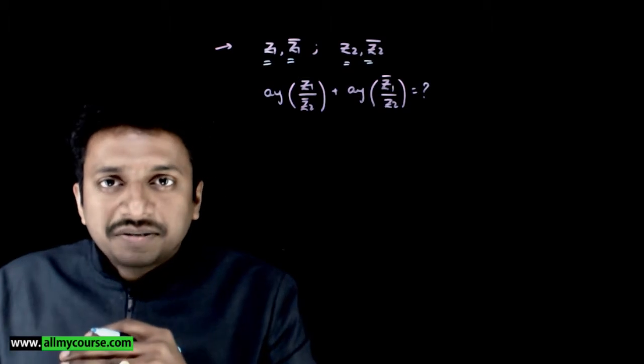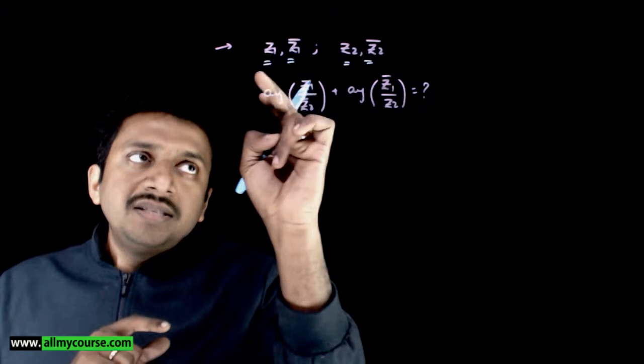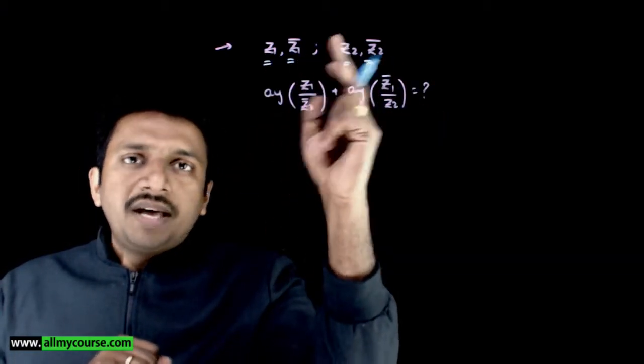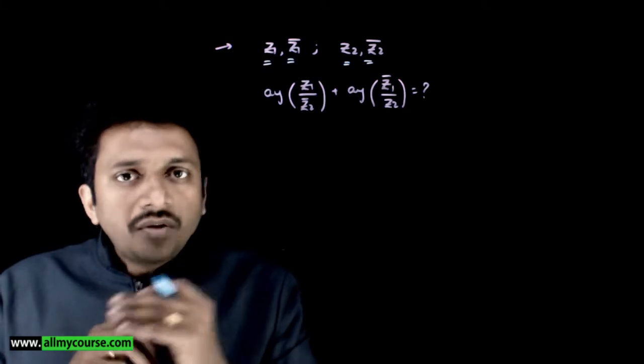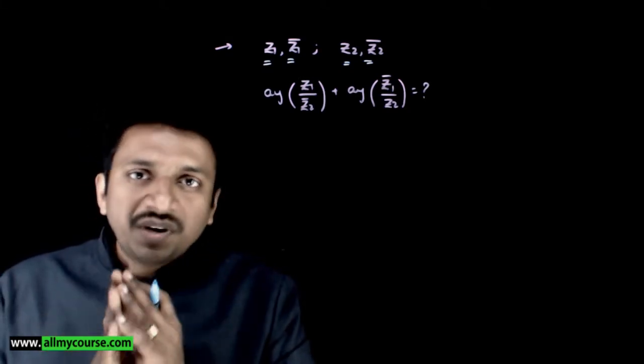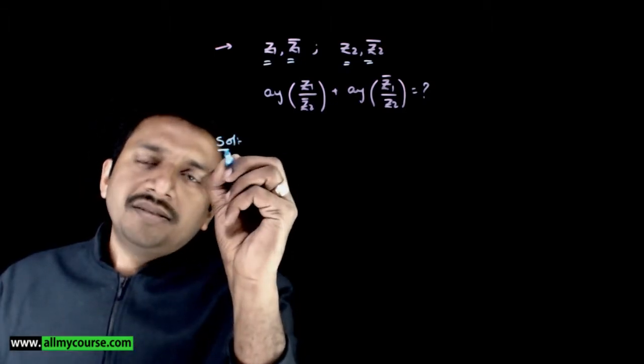So in this question, you're given that z1, z1 bar are a pair of conjugates and z2, z2 bar are another pair of conjugates. If that is so, you're asked to find argument of z1 by z2 bar plus argument of z1 bar by z2. So what will be this argument? Will it always give you a specific number? So let us try to analyze this.